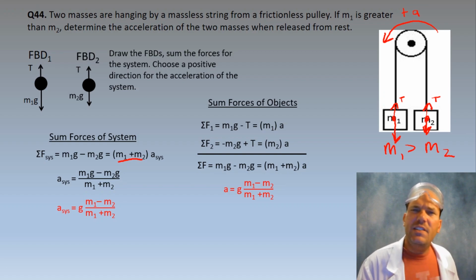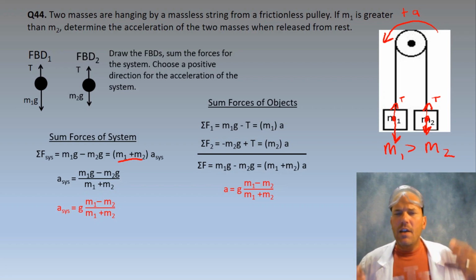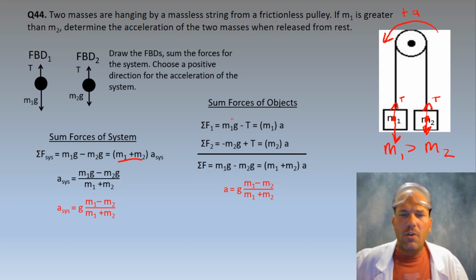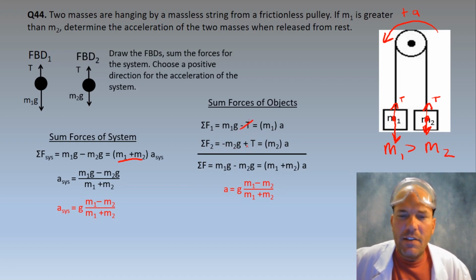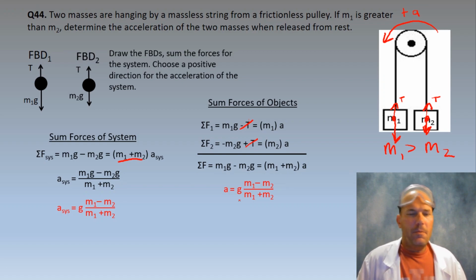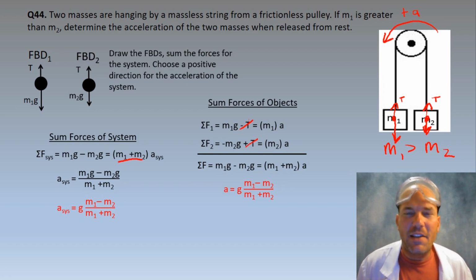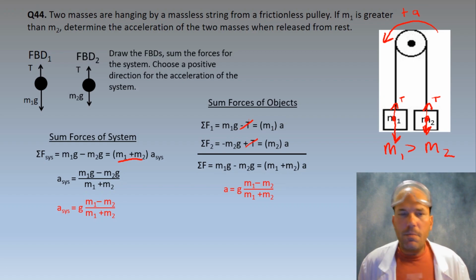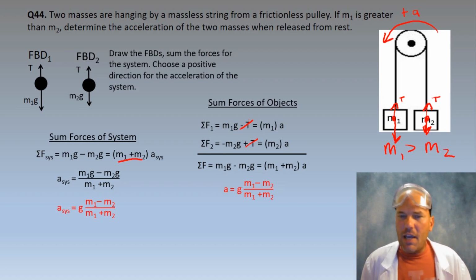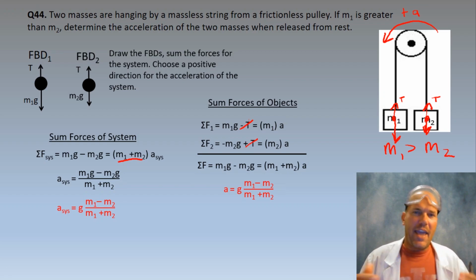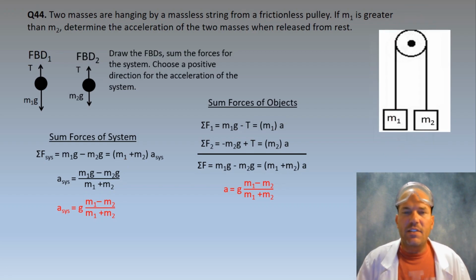They're internal to the system, they're equal and opposite, so they cancel out when we go to add M1G and we're adding it to a negative, so subtracting M2G. These go away, and we end up with the exact same answer. So it's up to you which approach you would like to use, a system or summing the objects individually and then adding those equations together.